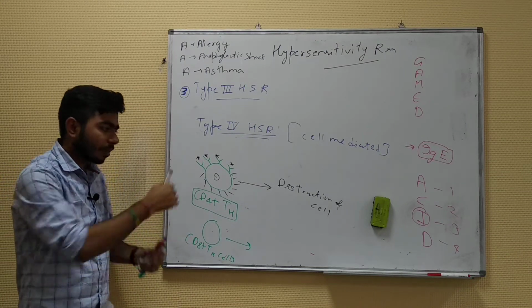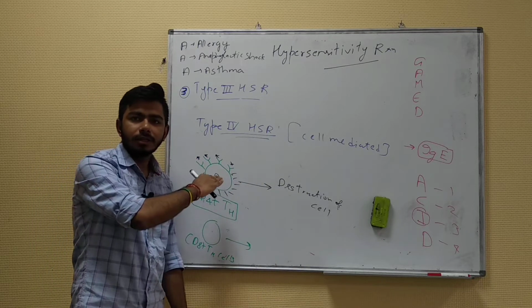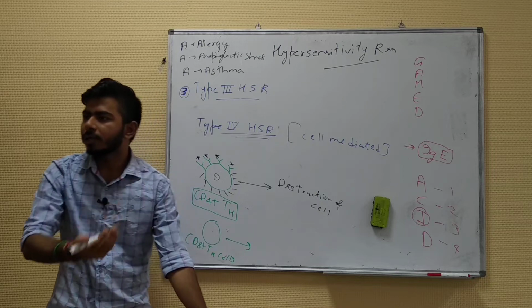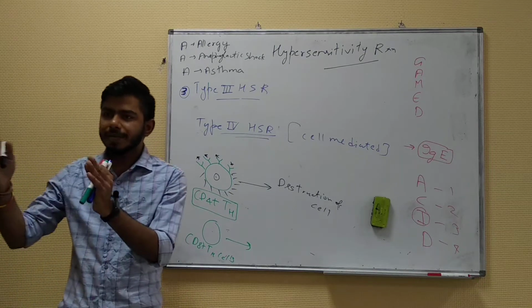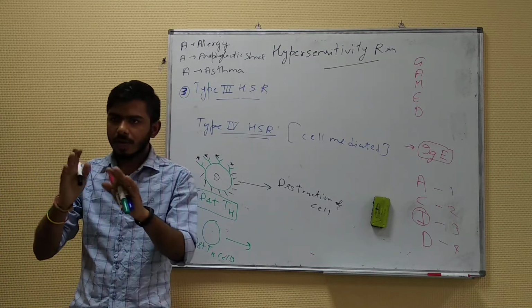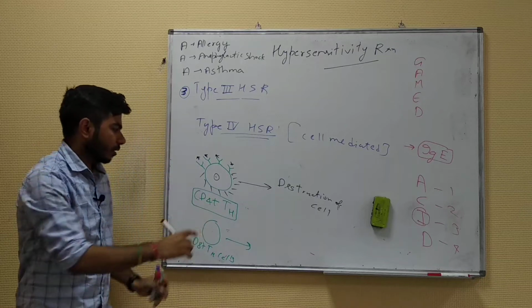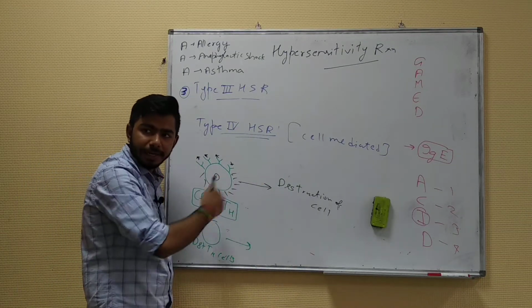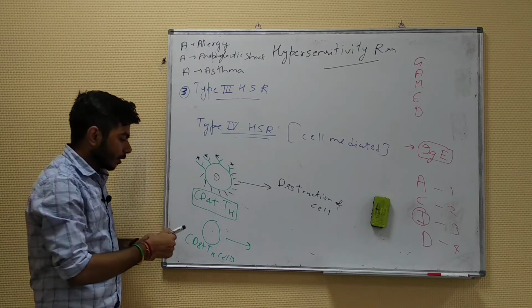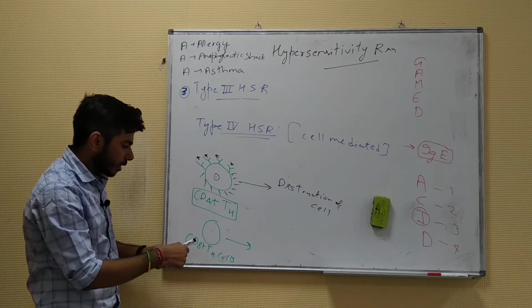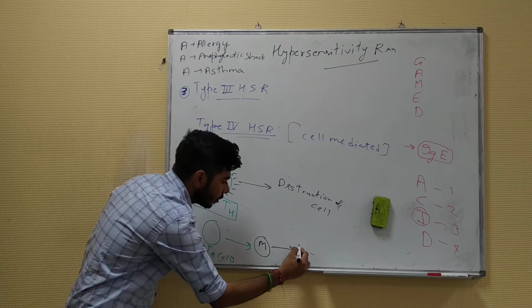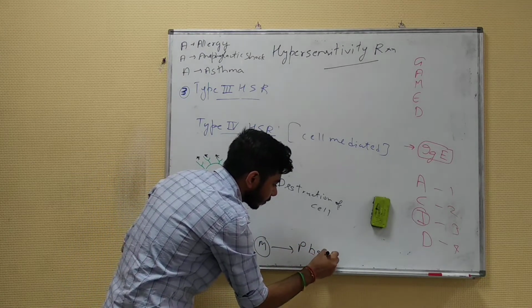But during this process they need some time. Usually they take about 1 to 2 days, about 48 hours, in completing this whole process. So first the CD8 plus T cells will report to the macrophages. For example, these are the macrophages, and then the macrophages will do phagocytosis.